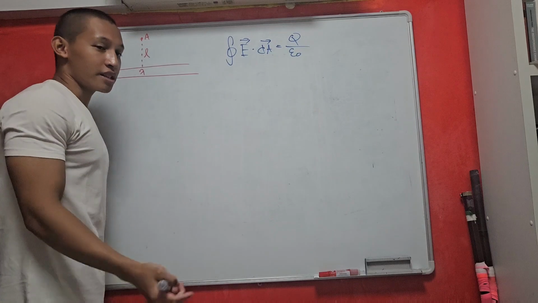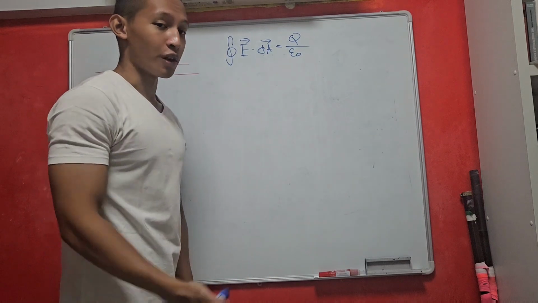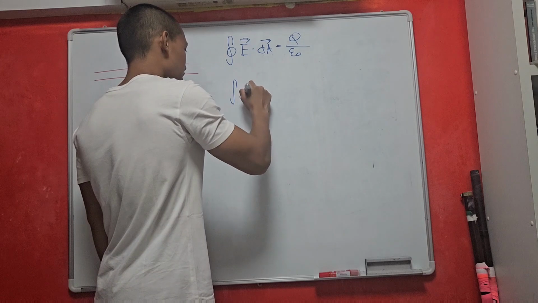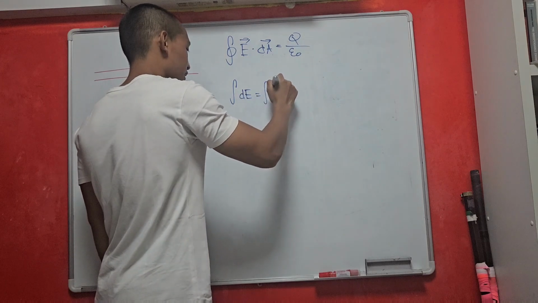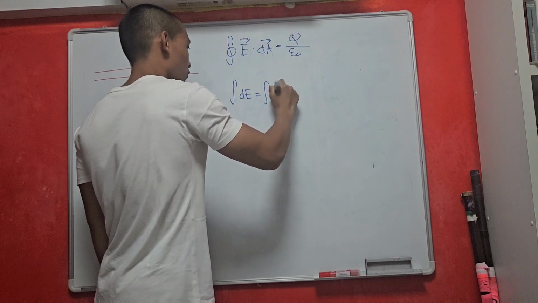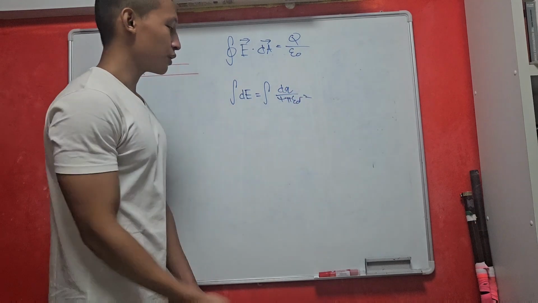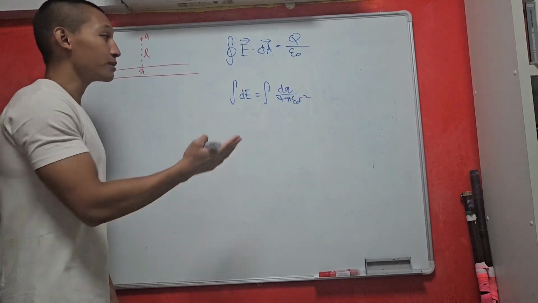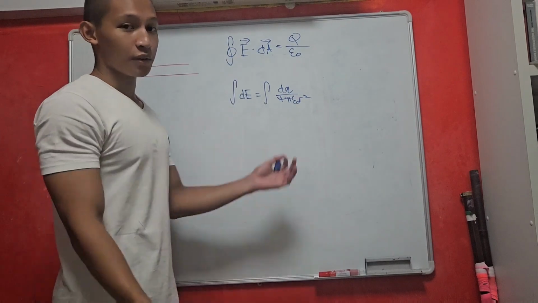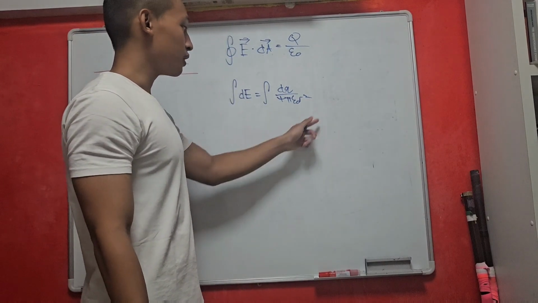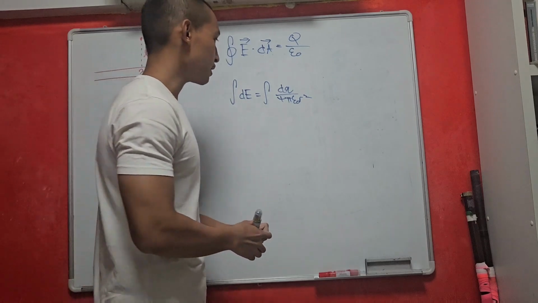The second method is the brute force method, or the longer way, which is just to integrate dE, or integrate dq over 4 pi epsilon naught r squared. So this is the longer method. I'll be going through the first method, which is by using Gauss's law, and then I'll be going through how to use the second method. Alright, let's start.